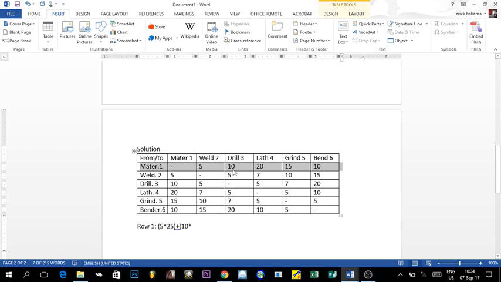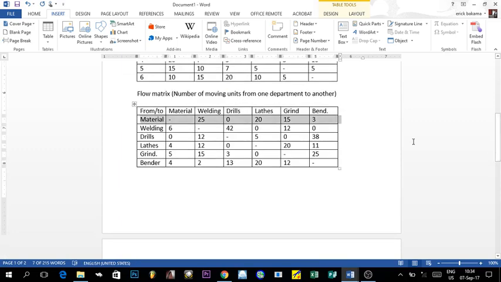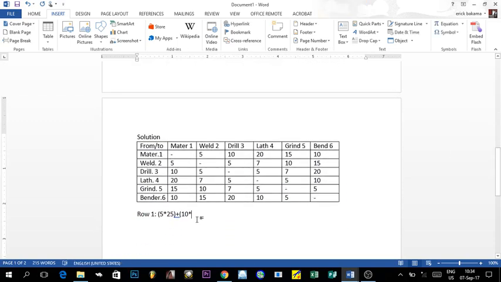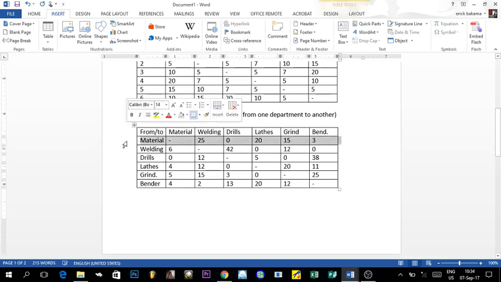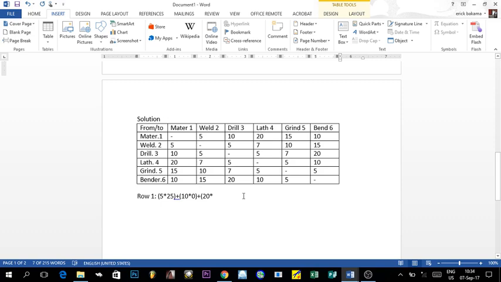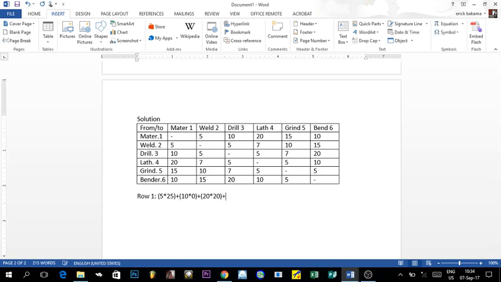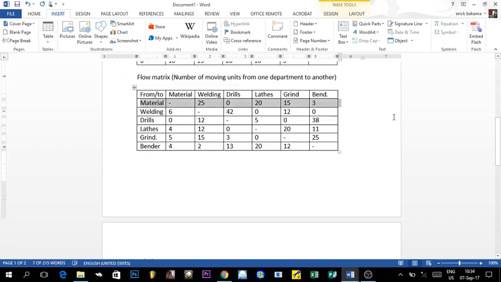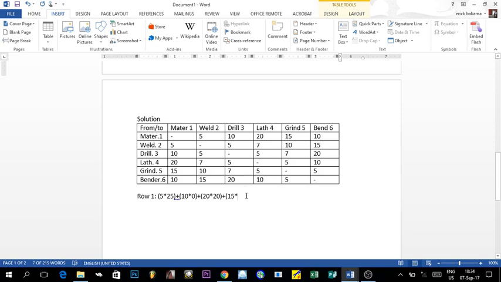So we are working for material, which is in room 1, and room 3. The distance is 10, but how many units move from the material to the drill? So we have material here and the drill. That means there's nothing, we have a 0 here. Plus, now we are working for room 1 and room 4. The distance is 20, but how many units are moving from the material to the lathe? So we go to material and lathe, we have 20 units. We have our 20 units here again. Plus, now we are working with the grinder. It's room 1 and room 5. The distance is 15. How many units are moving from material to the grinders? So we have material here and the grinders, which gives us 15 too. So we have a value of 15 here.